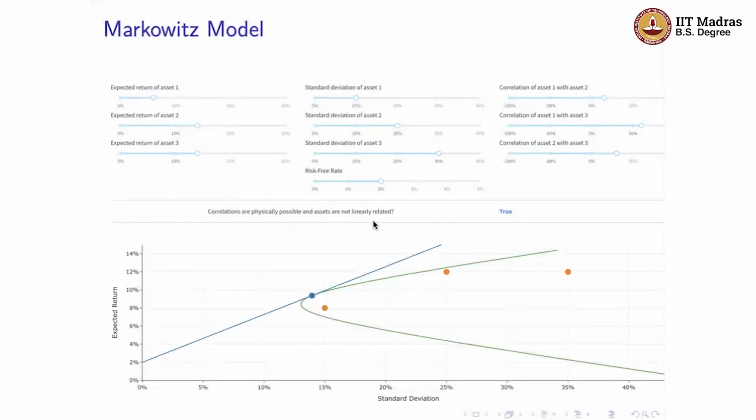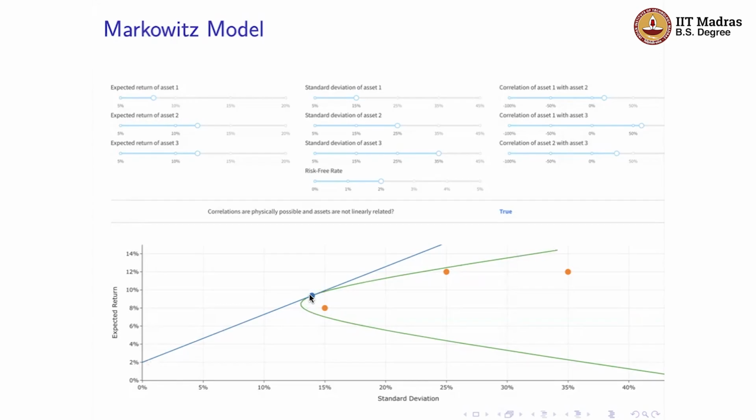The next thing is, how do we then calculate the tangency portfolio? Again, these are the three different assets which are represented here. This is the risk-free rate, and we can draw the minimum variance frontier and therefore the efficient frontier in a way that we have discussed before, right? And then the Sharpe ratio is just the slope, as we discussed.